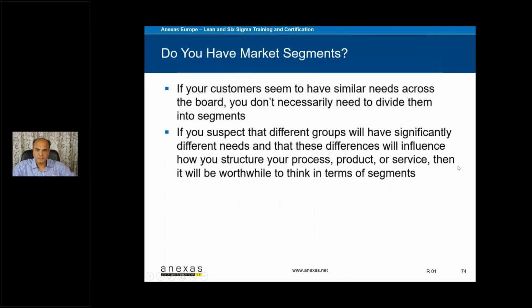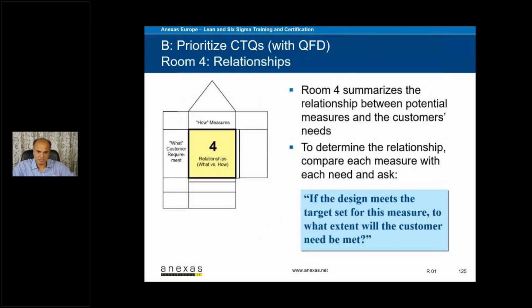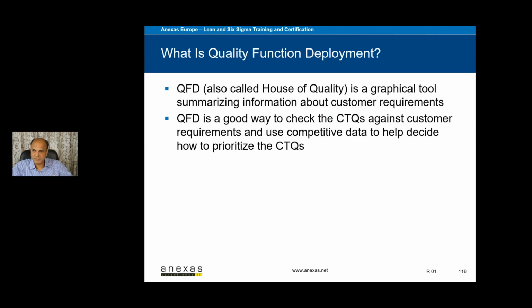If we look at some other examples, let us look at some other examples too. So we are talking about the quality function deployment here, and as I told you, it is also known as house of quality. It looks like a house. You'll soon see why.